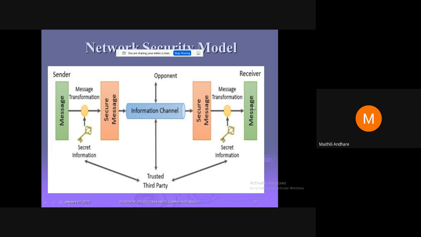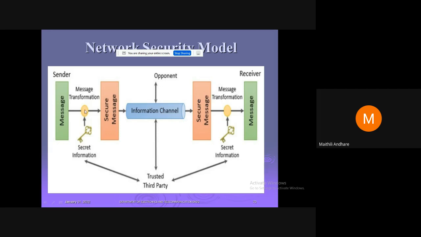Once this is transformed, once this is modified, that message is transferred through an information channel to the receiver. At the receiver, first of all, the secure message will come, and again at the receiver end, that message transformation is done with the help of the secret key, and the receiver can get the original message. So this is a secure message. This particular technique is called encryption, and this particular technique is called decryption.